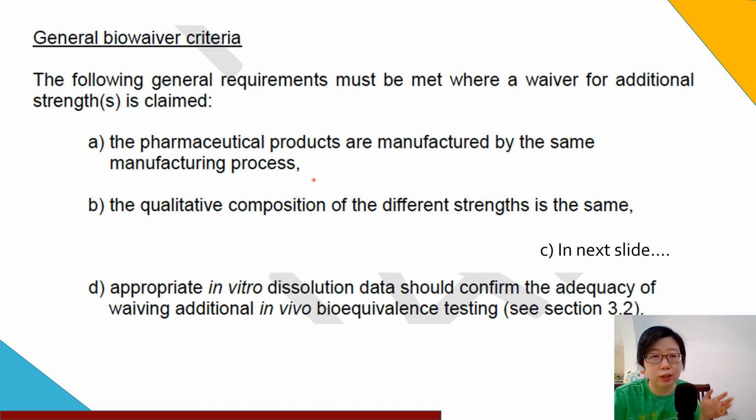The first one is the same manufacturing process. The second one is that the qualitative composition of the different strengths is the same. The third one, which is the D, is that you have to give in vitro dissolution data as well, the IVIVC data, for all the strengths, whereas for the BE study, you just submit for one dose. Let's look at the third one in more detail.